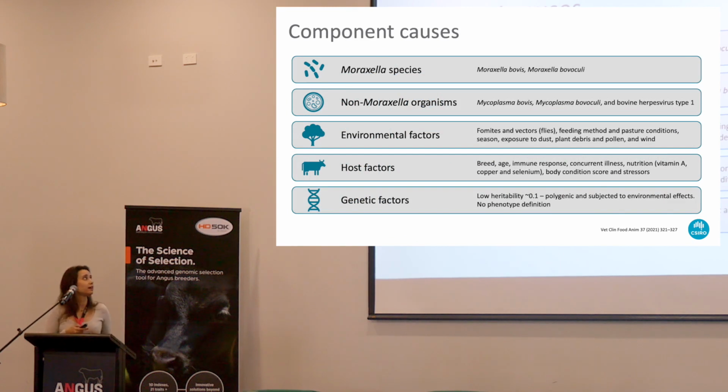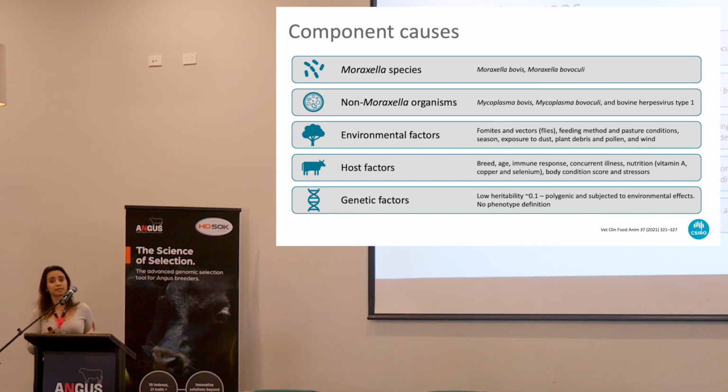So as I mentioned, there are different factors that contribute or cause the disease. Moraxella species of bacteria is supposed to be the main cause, but there are also other non-Moraxella organisms that have been associated with the disease. But we are still trying to understand how that works. So it might be the case that Moraxella is not exactly the cause of the disease, it's more of a secondary, like a consequence from other factors that happened before.